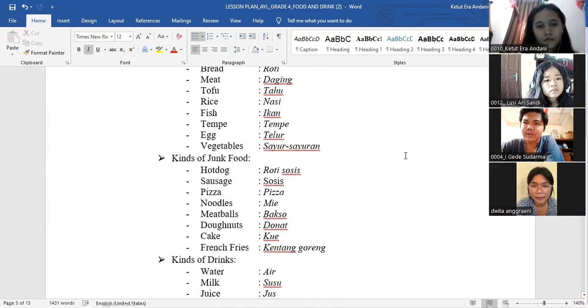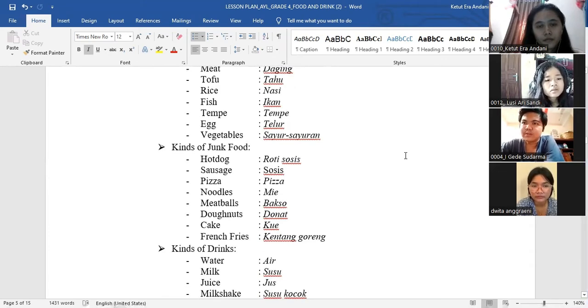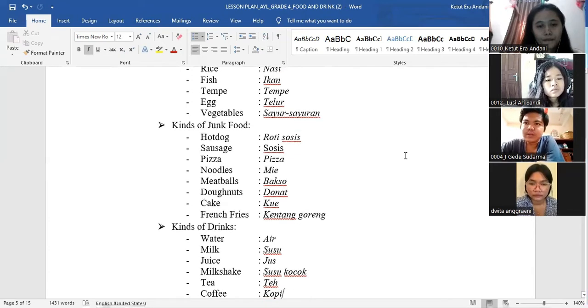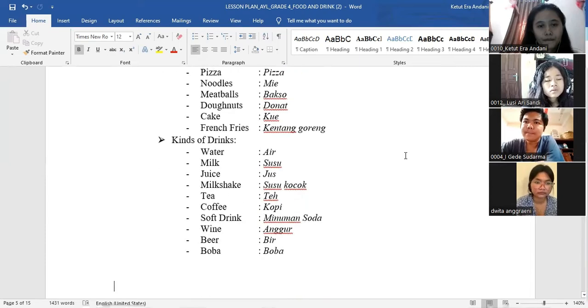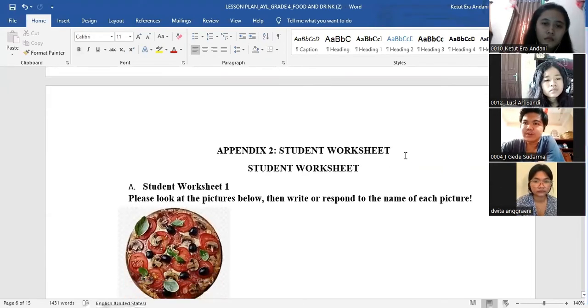And then we move to kind of junk food. The first is hot dog, is roti sosis, and then sauce is sausage, and then pizza, it's pizza. So for the other example of kind of junk food, you can see on our screen. And the third is kind of drink. The first is water, is air, and the milk is susu, and then juice is juice. So for the example of drink, you can see on our screen.